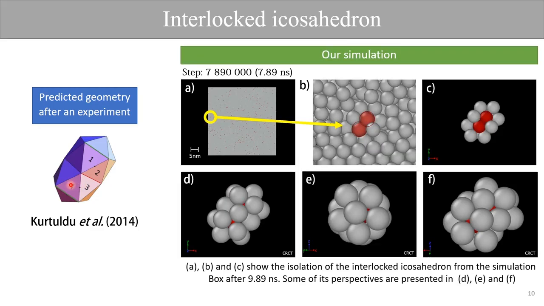Well, it turns out that in our simulation we were able to find something similar. We present in figure A the aluminum in gray and chromium atoms in red. So we were able to isolate this interlocked icosahedron as presented in figures B and C, and in figures D, E, and F we present different perspectives of this interlocked icosahedron, where we can see its five-fold symmetry.